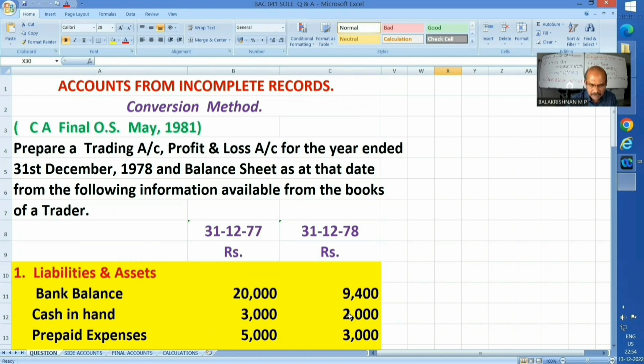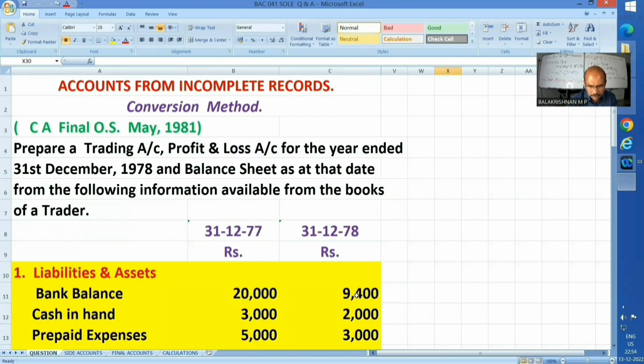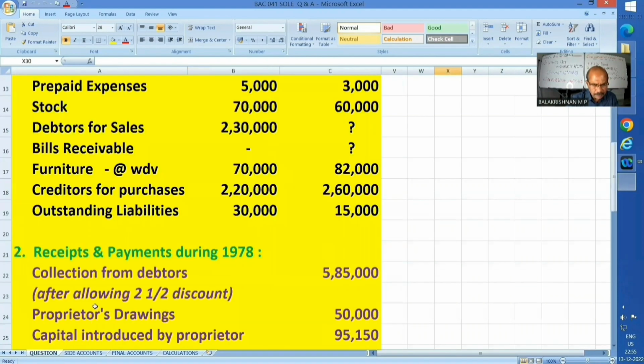Practically it is a receipts and payments account. Fine. So these figures I am showing there: 20,000, 3,000, 23,000, 9,400 and 2,000, 11,400, closing balance.